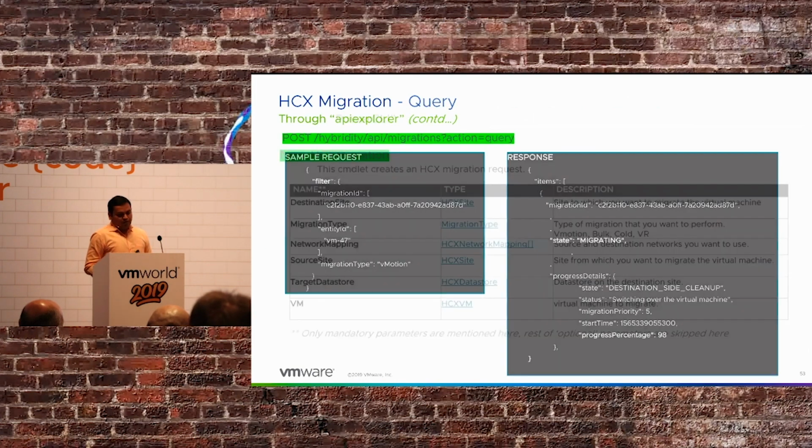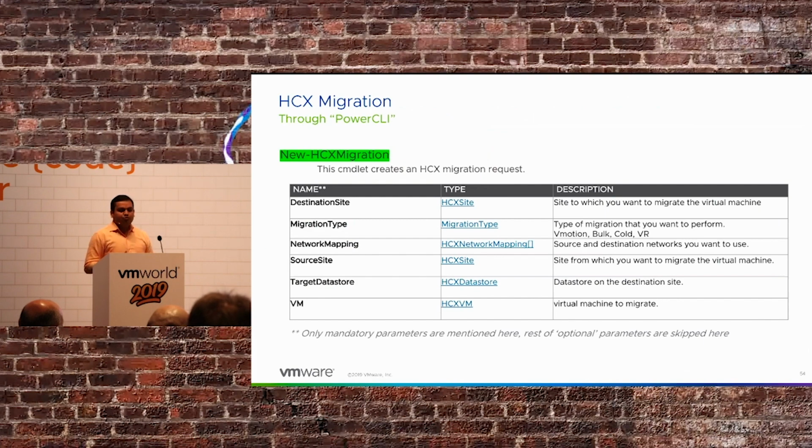So now let's look at how to do the same operation using PowerCLI. PowerCLI again offers cmdlets. The first cmdlet is New-HCXMigration. Again, it's our intent to do the migration. We are not actually doing the migration. We're just saying, I'm planning to do the migration.